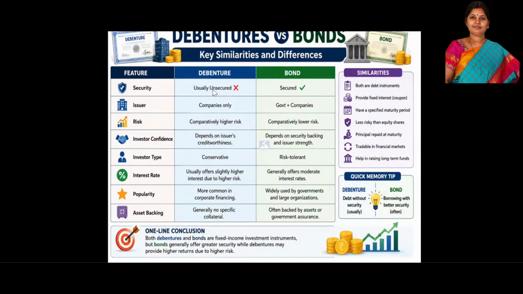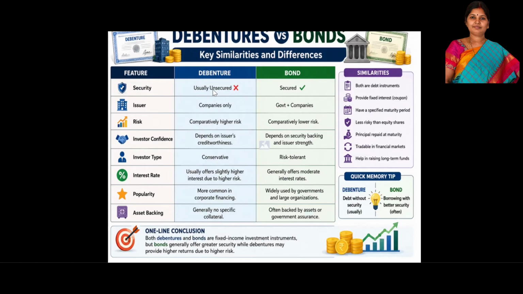In this slide you can see similarities of debentures and bonds and also differences between debentures and bonds. First we will see similarities. Debentures and bonds both are called what? Debt instruments, and they provide fixed interest to the holder of these instruments. And these two instruments are having a specific maturity period, and both debentures and bonds are less risky than equity shares. Both debentures and bonds holders will get their principal repaid on the maturity date. And both these instruments are traded in financial markets. Debentures and bonds, these both will help our nations to raise long-term funds. So these are all similarities.